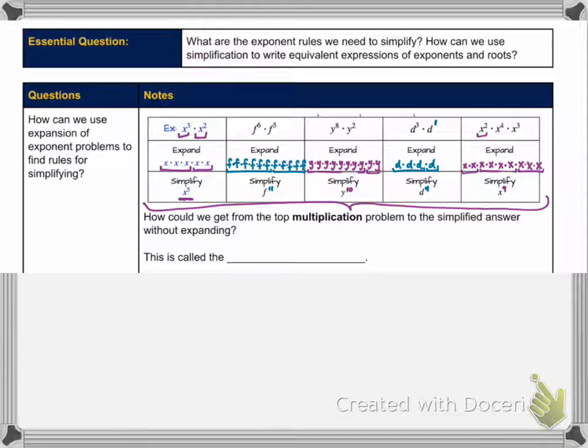If you notice, all these problems started out as multiplication problems. You had x to the 3rd times x squared, f to the 6th times f to the 5th, and so on.